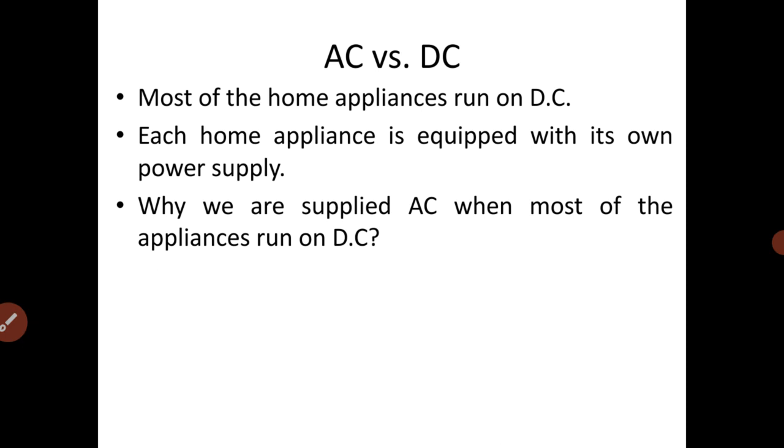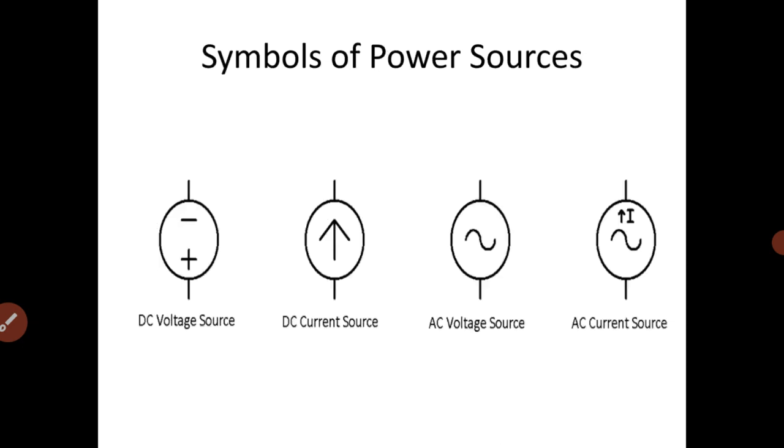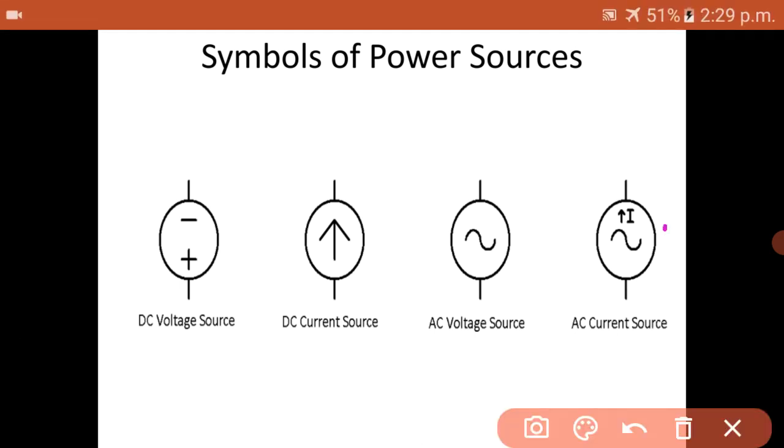So we can supply AC, then that power supply will convert this AC to the DC. Then our appliances will work properly. Next is symbols of power sources. Here we can see DC voltage source. What is the symbol of DC voltage source? Is this, contains negative positive.